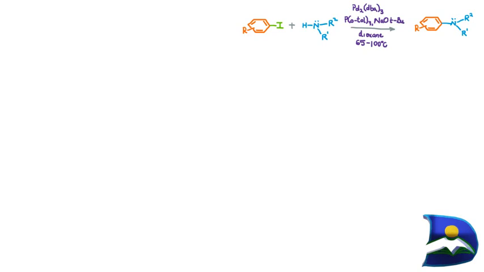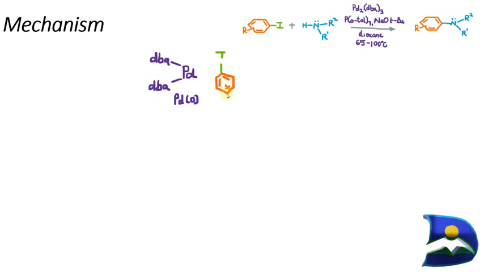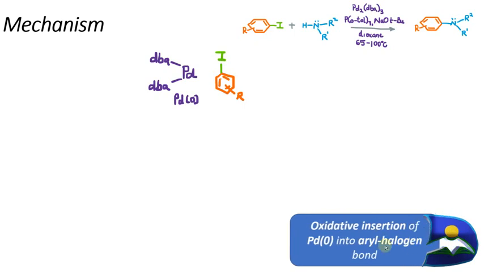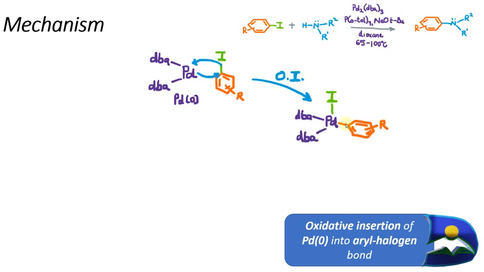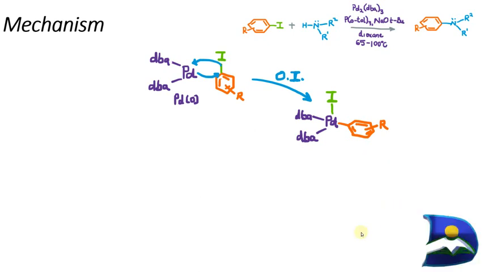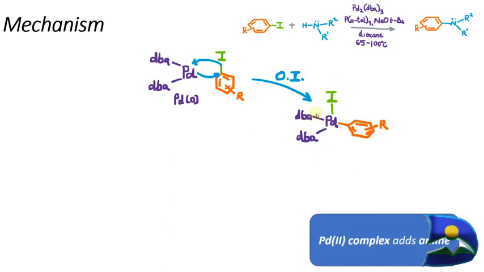First, we need to begin with our specific palladium as the catalyst, and this catalyst will be starting from palladium 0, and in the presence of our specific aromatic halide it is going to perform oxidative insertion of our palladium 0 into our aryl halogen bond. Therefore, palladium forms a bond with the carbon, and this results in our oxidative insertion that creates our specific palladium 2, and therefore our next step is to focus on our palladium 2 complex that adds our amine.